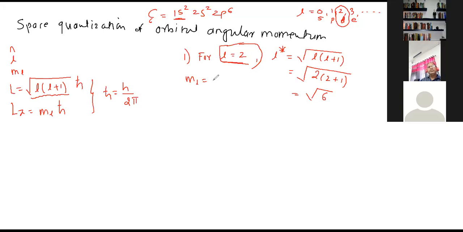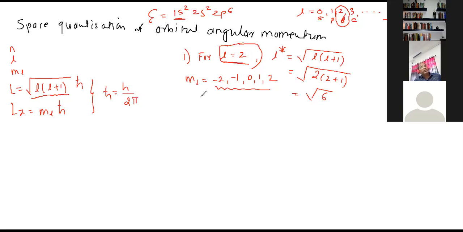-2, -1, 0, 1, 2. How many values are there? 5 values are there. Is it right? You can calculate by this relation also, already given to you: 2l plus 1. These are the number of values for ml. Is it right?